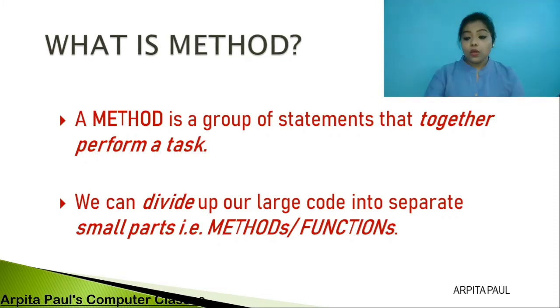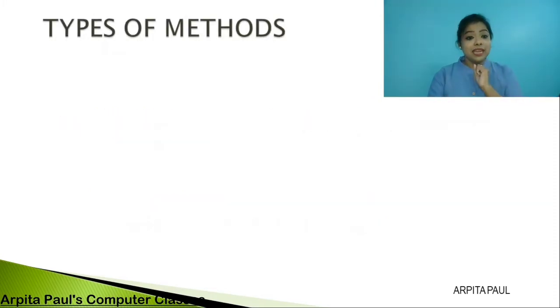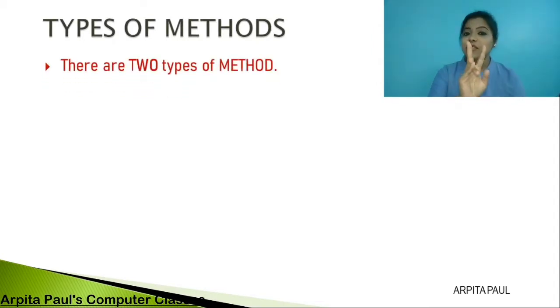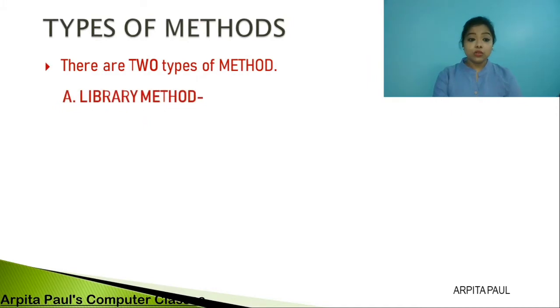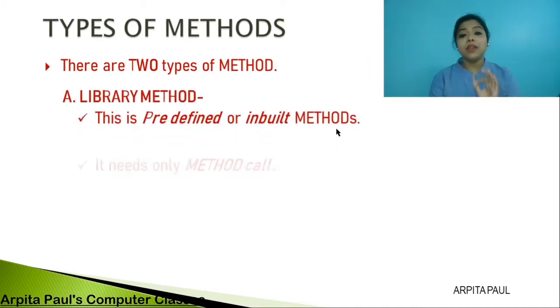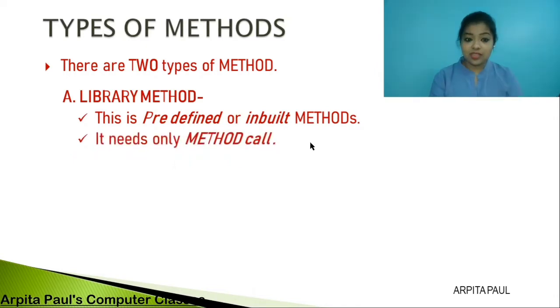Let's move on to the next part, that is types of methods. How many types of methods do we have? We have basically two types, and the first is library methods. Library methods are predefined or inbuilt methods, and we only need to call the method. We don't need to define or declare it on our own. It is already declared and predefined, we will just use it or call it.